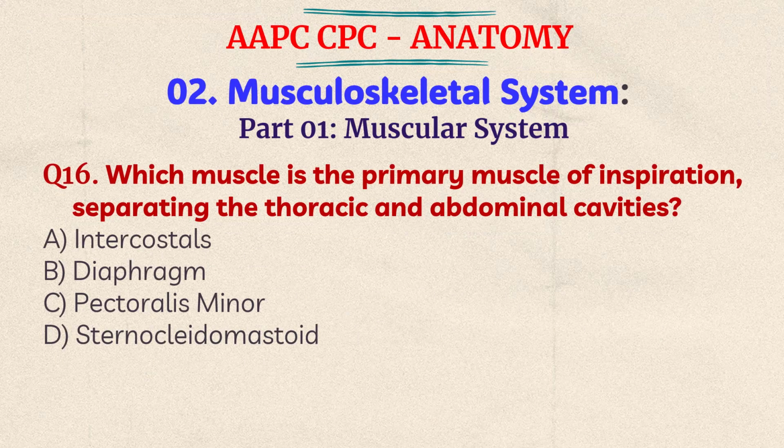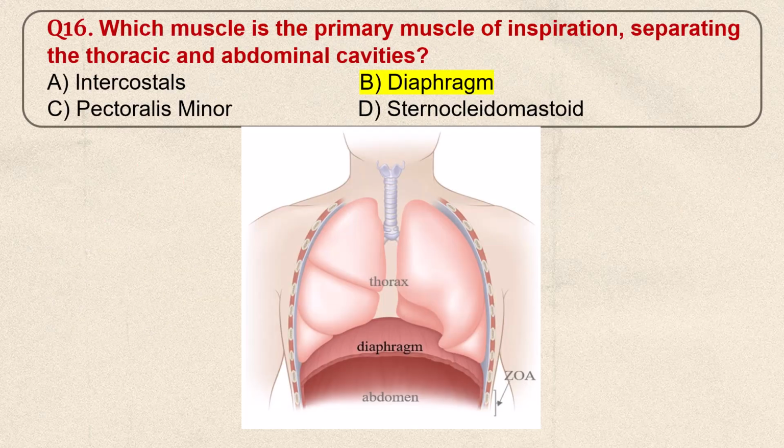Question number 16. Which muscle is the primary muscle of inspiration, separating the thoracic and abdominal cavities? A. Intercostals. B. Diaphragm. C. Pectoralis minor. And D. Sternocleidomastoid. So it's an easy and straightforward question. The correct answer is B.